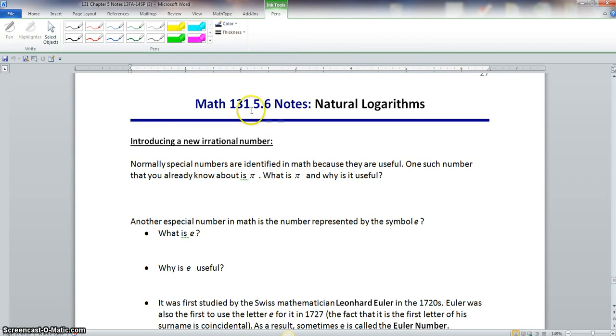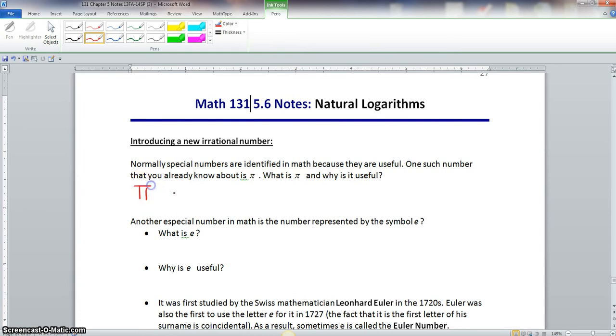Hello class, we're about to start section 5.6, natural logarithms. Introducing a new irrational number. Normally special numbers are identified in math because they are useful. One such number that you already know about is pi. What is pi and why is it useful?